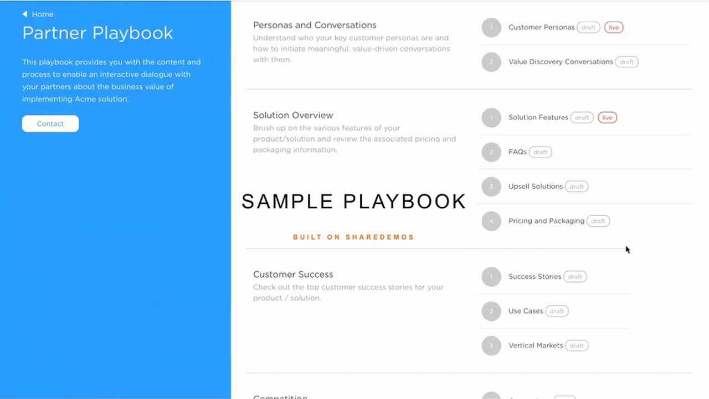So we just talked a little bit about what are some of the essential sections and chapters. Here's a sample playbook that we built out using our product Share Demos. Our platform, like we said, is an enablement platform. You can actually create some of the content on our platform and track its usage using our metrics and reports. So some of the sections that we just covered in the initial part of the webinar, the personas and conversations, solution overview, customer success, you can just see it built out here in a screenshot that I've attached onto the deck.